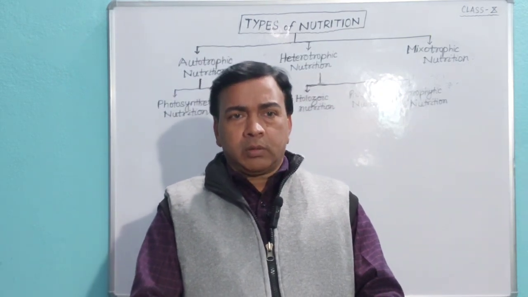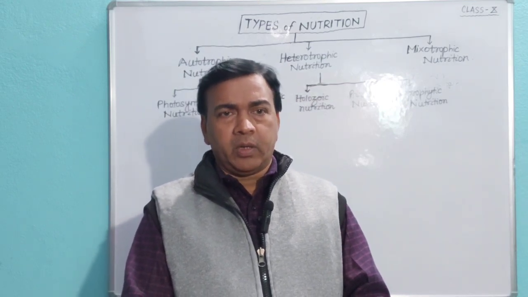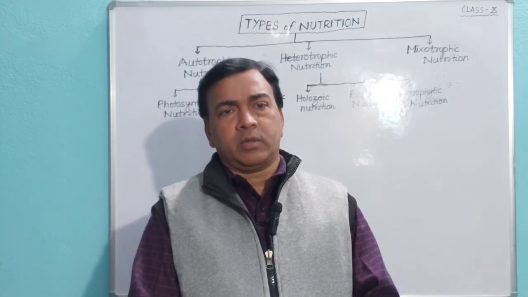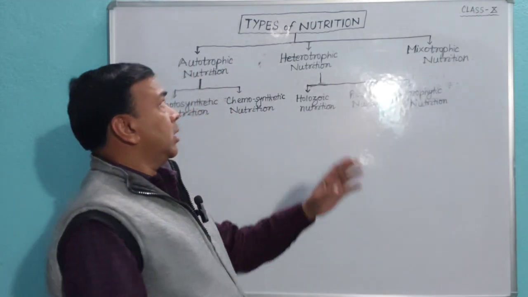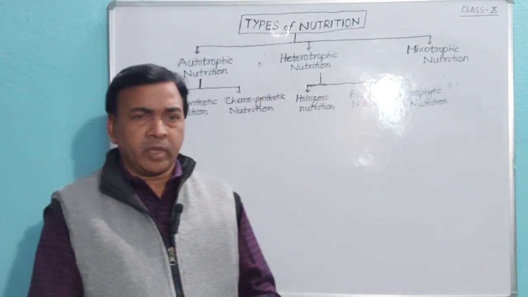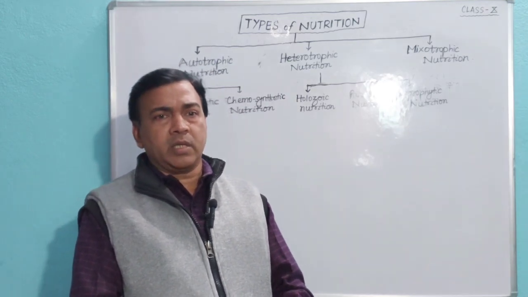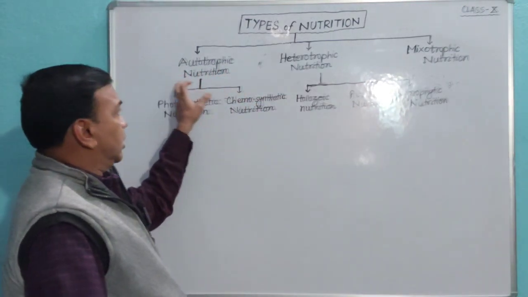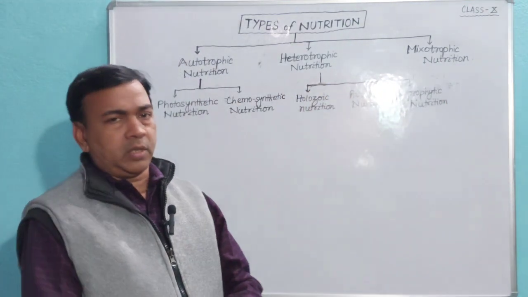In the previous video, I have described introduction of life processes. In this video, I am going to describe different types of nutrition found in organisms. So, we shall start with types of nutrition. How many types of nutrition are there? There are basically two types of nutrition, but here I will describe three types of nutrition: autotrophic nutrition, heterotrophic nutrition, and the third one, mixotrophic nutrition.